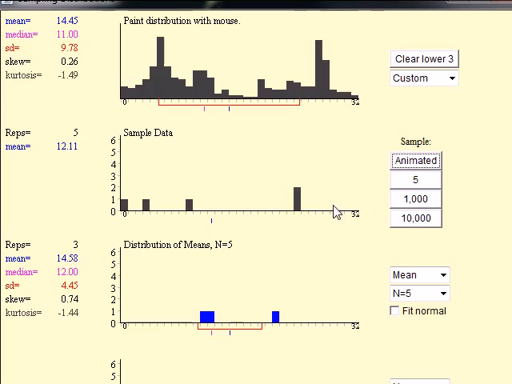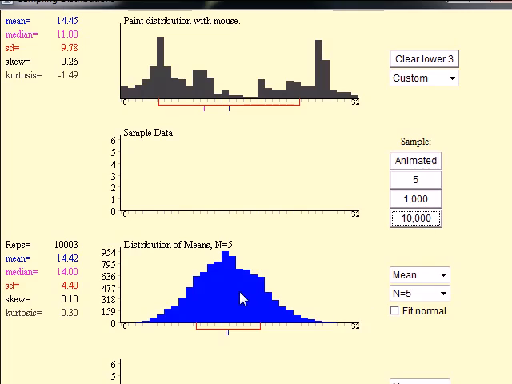So if I click 10,000, it's going to do that 10,000 times. It's going to take 5 numbers from here 10,000 times, find their means 10,000 times, and then plot the 10,000 means here. So let's do that. There you go. Notice it's already looking a lot like a normal distribution. Like I said, the original mean of my crazy distribution here was 14.45. And after doing 10,000 trials, my mean here is 14.42. So I'm already getting pretty close to the mean there.